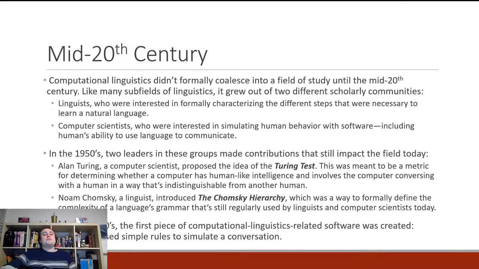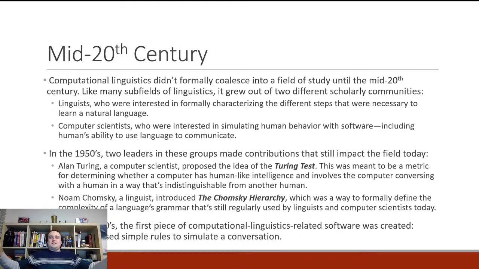So this was meant to be a metric for determining whether a computer was human-like in its intelligence. And the test was having a human converse with another entity that they didn't know, I'm about to make an ungrammatical sentence here. They were conversing with someone and they didn't know if that someone was an actual person or was a computer, right? So you do this test and then you ask the person, hey, were you talking to a computer or were you talking to a human? And if that person can't tell, if the computer is indistinguishable in its ability to converse with you from a human, then it's passed the Turing test, and it does have human-like intelligence.